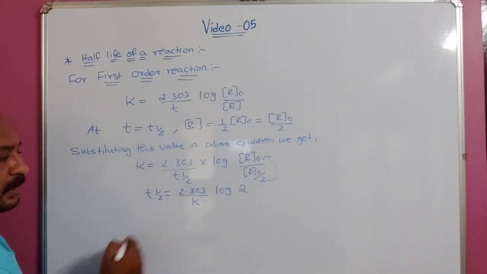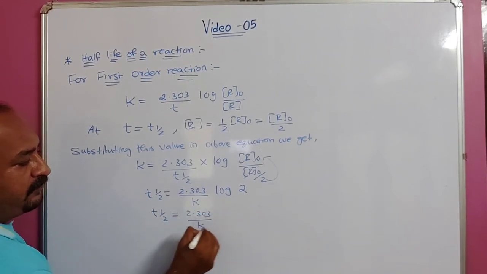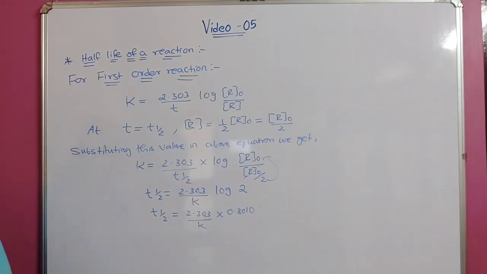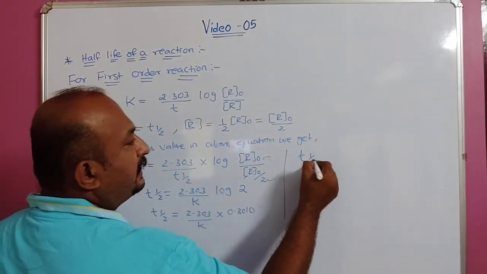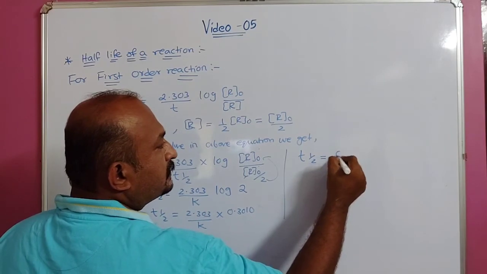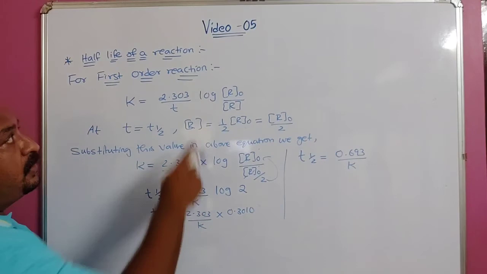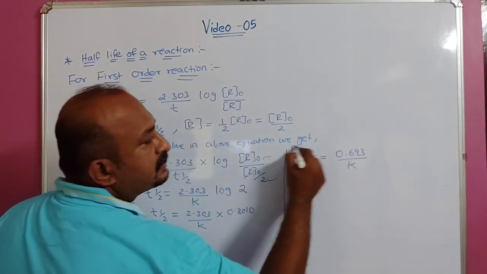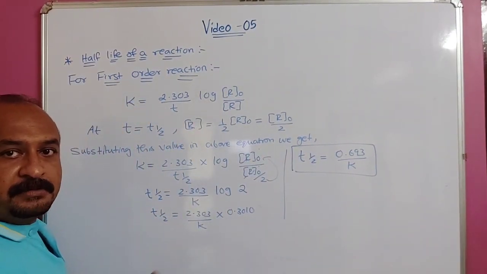log 2. So we know the value of log 2, 2.303 by K, and the value of log 2 is 0.3010. Now if you multiply this and simplify, you will get T half is equal to 0.693 by K. Understood? So the half-life of a first order reaction is, this is the formula we said, 0.693 by K.